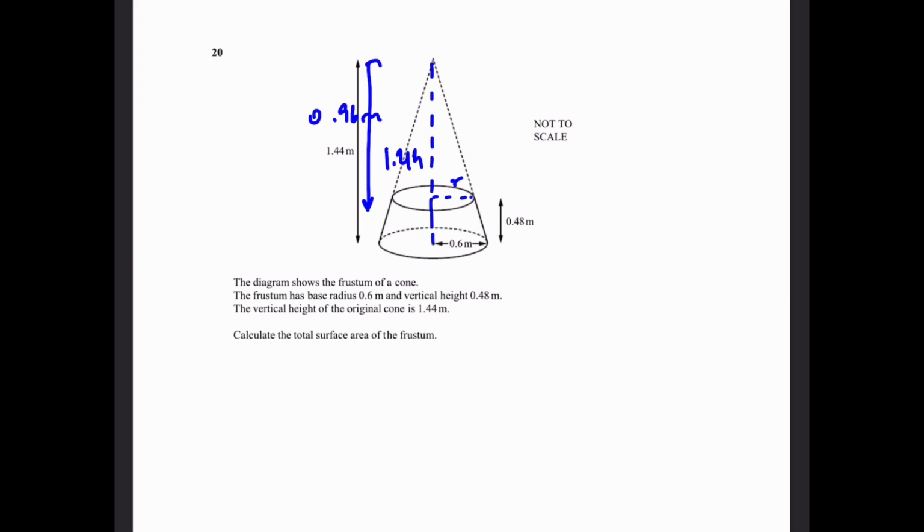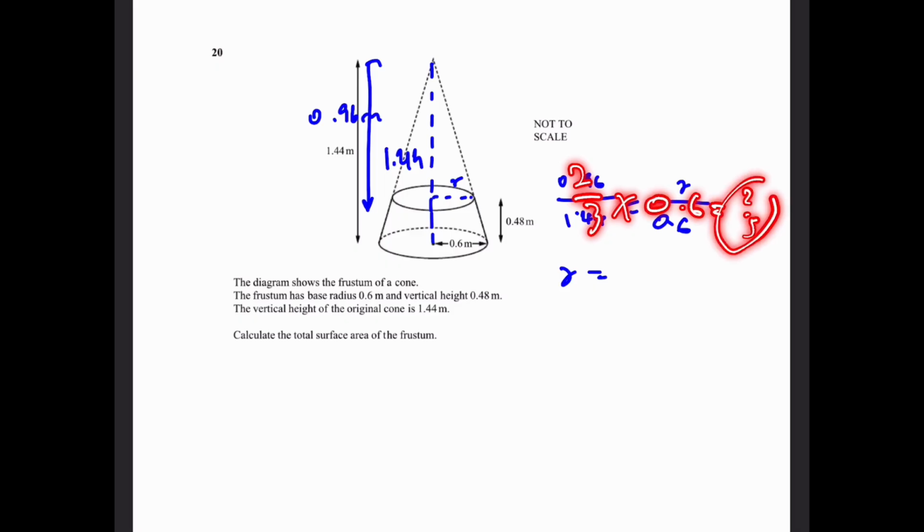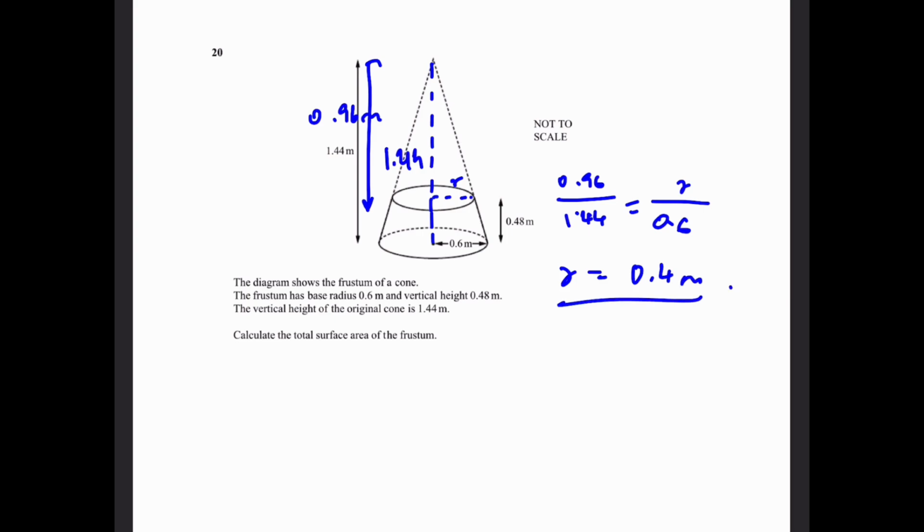So using ratios, we need to find this by this, which is the smaller by larger, is equal to the smaller by larger of the radii. And therefore 0.96 by 1.44 is equal to r by 0.6. So to find r, we just multiply both sides by 0.6. This over here is going to be 2 by 3, and multiplied by 0.6 is going to be 2 by 5, or 0.4 meters. And that's the radius over here.